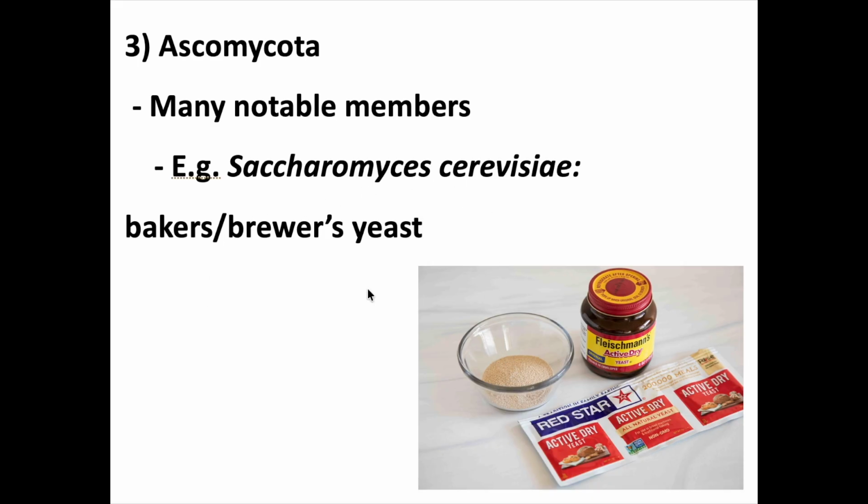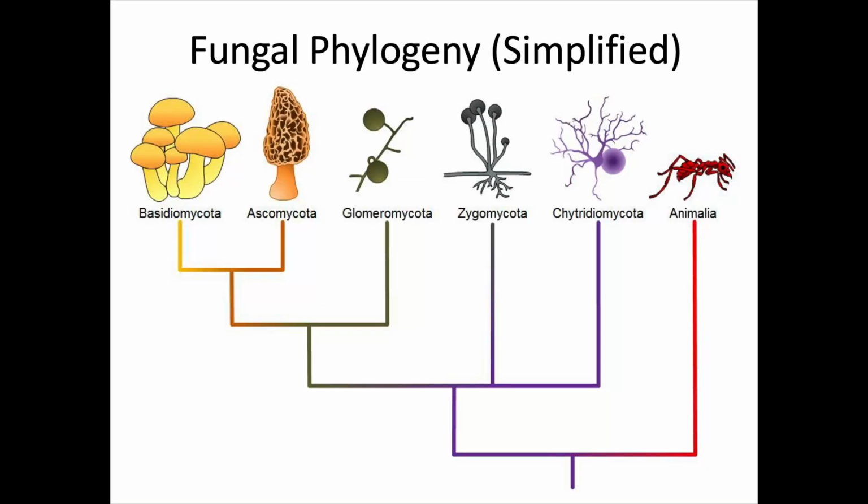Saccharomyces cerevisiae. This is our baker's yeast. This is our brewer's yeast. This is how we make the bread. This is how we make the beer. These are both. All right. With Ascomycota out of the way, we've only got a couple left. Let's do Basidiomycota next.